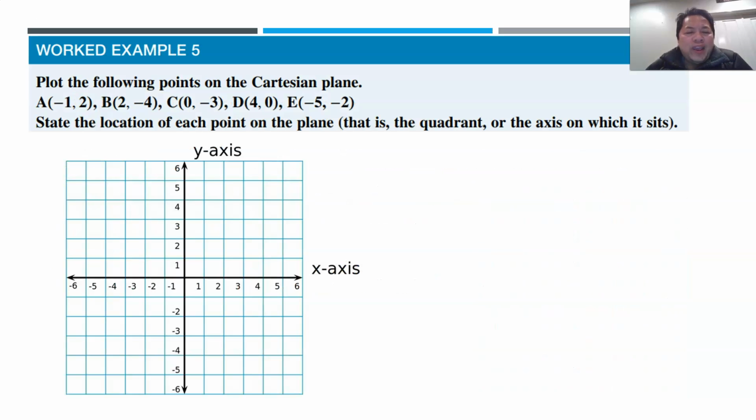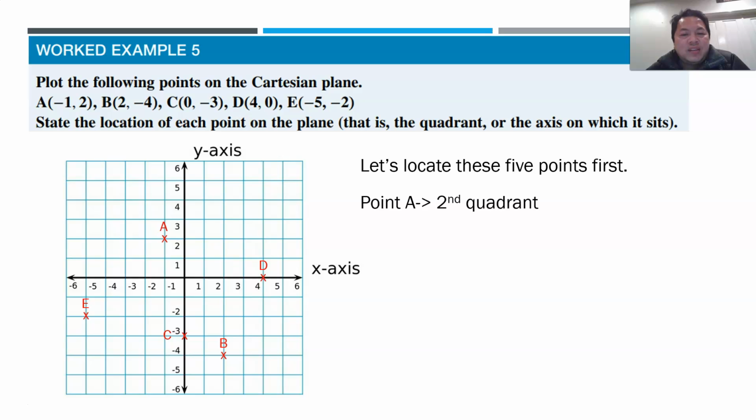Next, you're supposed to locate these points, and then after that, you're supposed to tell me where the individual point is located on the Cartesian plane. So first let's locate the 5 points. A is -1, 2, that's here. B is 2, -4, which is here. C is 0, -3, which is here. D is 4, 0, which is here. E is -5, -2, which is here. So very easy to identify.